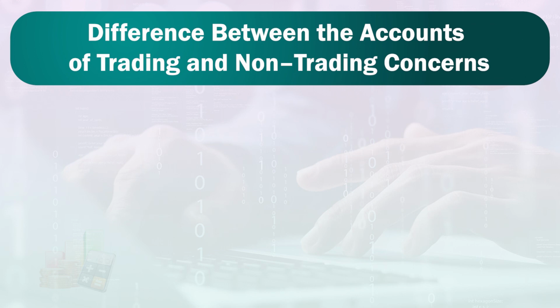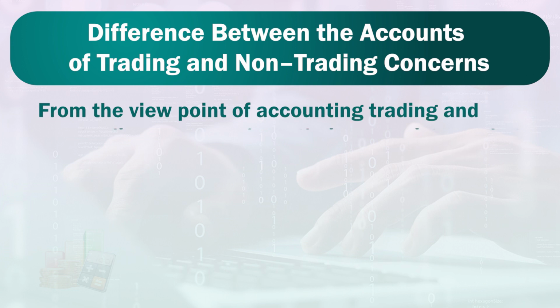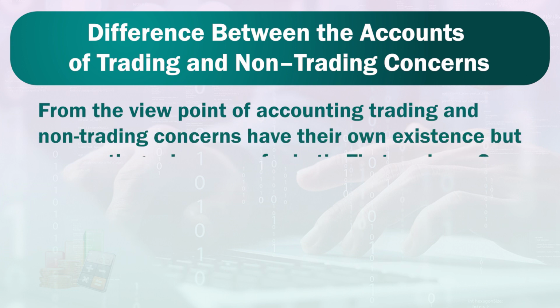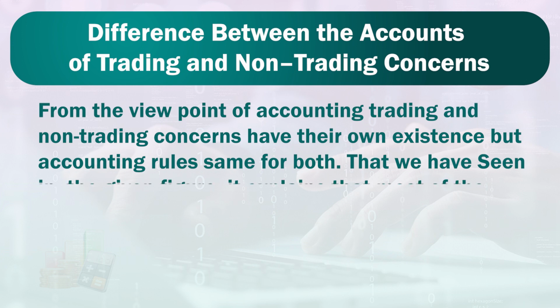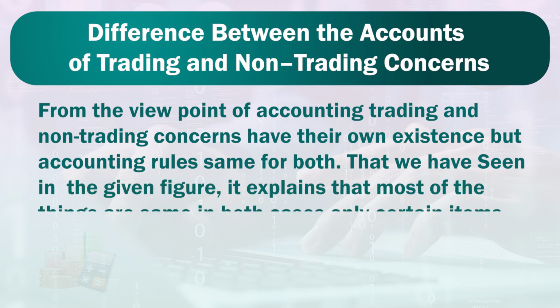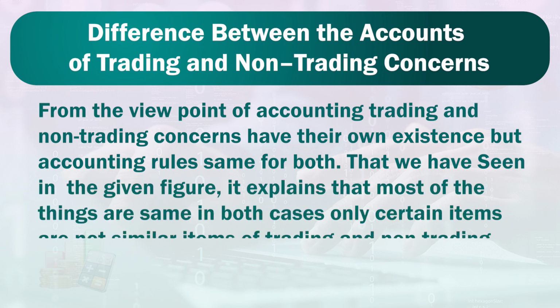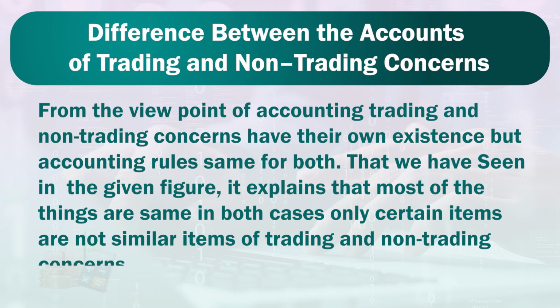Since we are acquainted with the features of non-trading concern, now let us understand the difference between accounts of trading and non-trading concerns. From the viewpoint of accounting, trading and non-trading concerns have their own existence, but accounting rules are same for both. That we have seen in the given figure, it explains most of the things are same in both cases, only certain items are not similar. Let us understand point-wise difference.